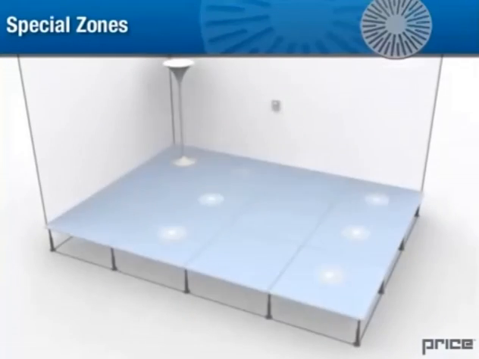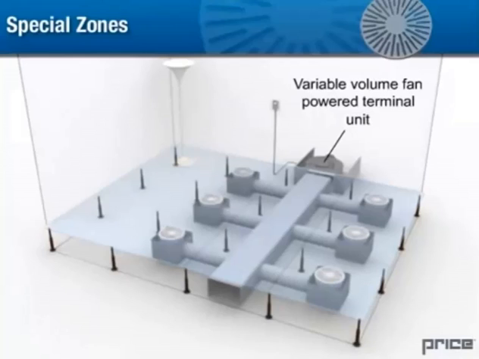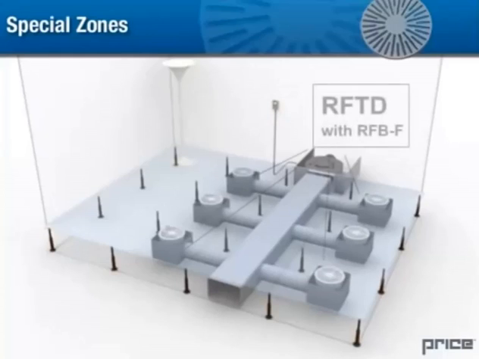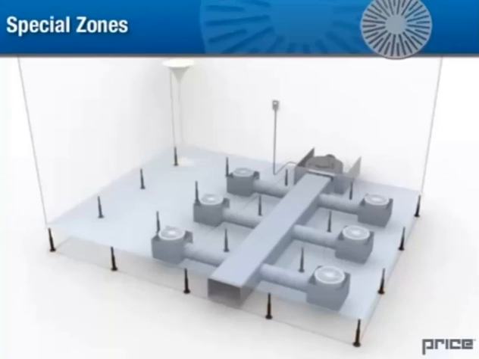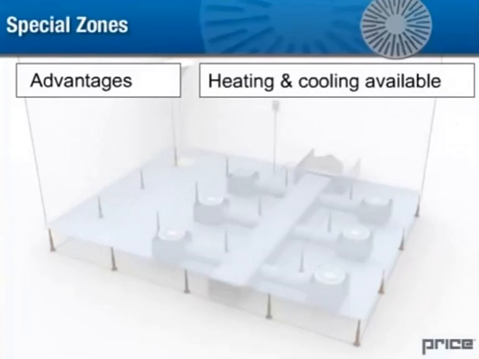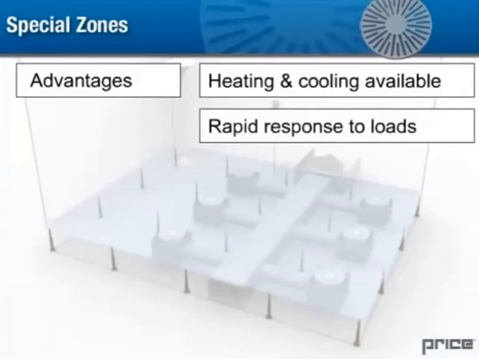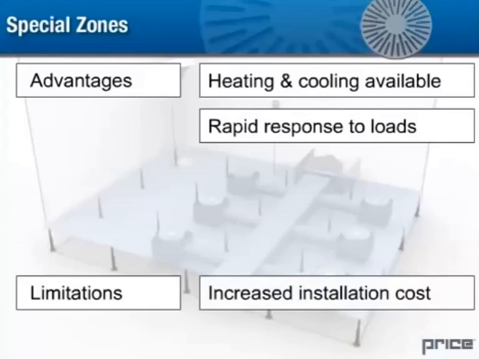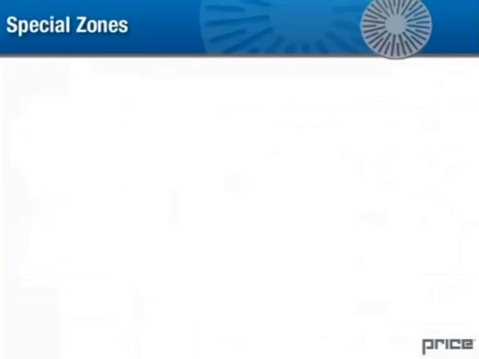2. A control zone is formed using a variable volume fan-powered terminal unit controlled by a thermostat located in the zone. The fan terminal is ducted to the floor outlets, model RFTD with RFBF boot, and supplies cooled plenum air to quickly satisfy the demand. It's also possible to heat in this configuration. Advantages with this option is that you can do both heating and cooling, and there is a rapid response to fluctuations in loads. However, since it is ducted, there's an increased installation cost, and it is less flexible.